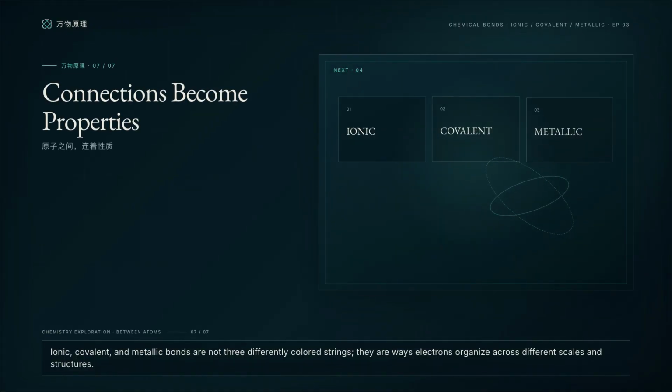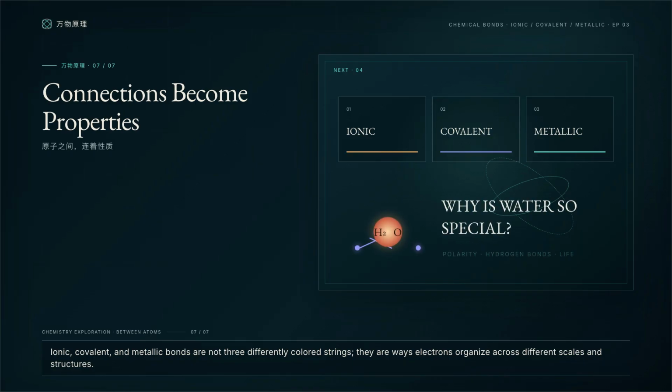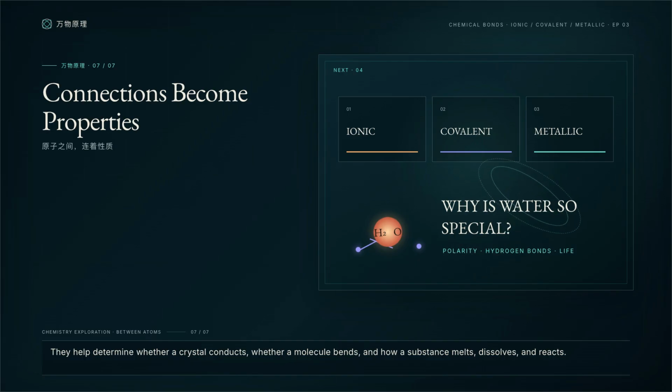Ionic, covalent, and metallic bonds are not 3 differently colored strings, they are ways electrons organize across different scales and structures. They help determine whether a crystal conducts, whether a molecule bends, and how a substance melts, dissolves, and reacts.